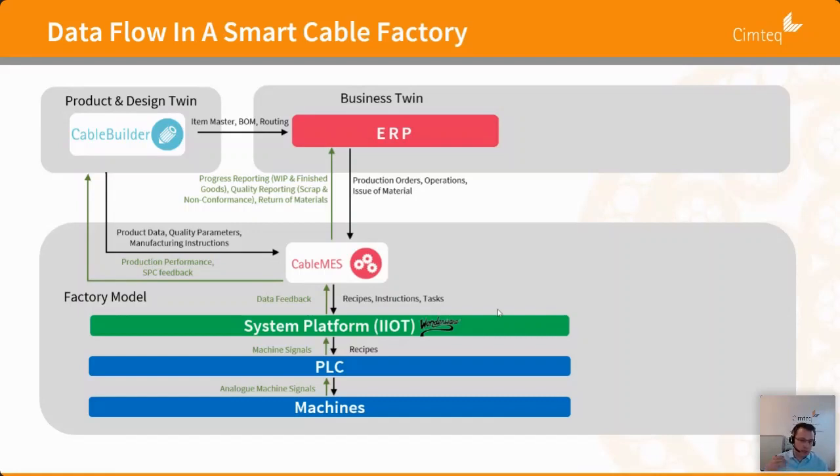And then the operator starts manufacturing, executing his job, and the MES system starts collecting data of how many meters of good product were produced, how much scrap I had, non-conformance, return of material, and provides SPC feedback to Cable Builder.